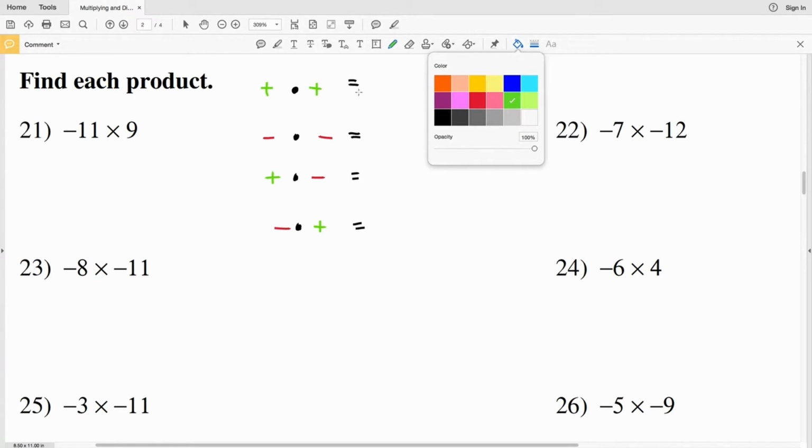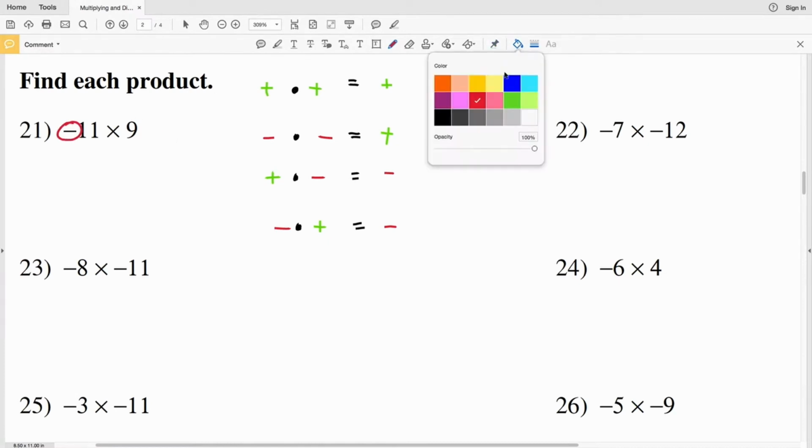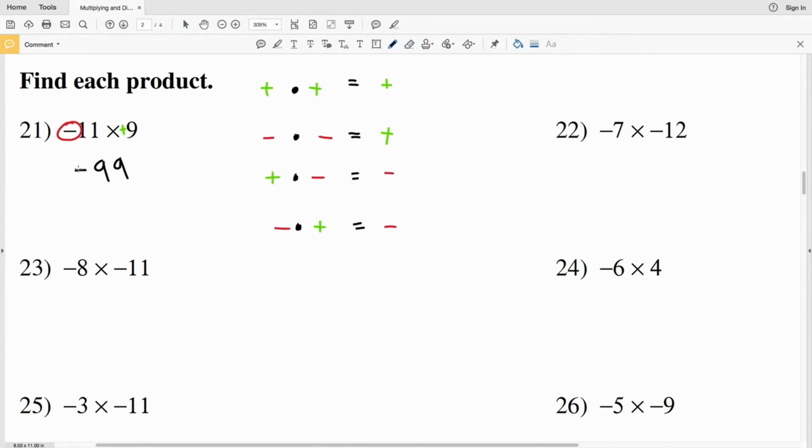A positive times a positive, our first option, will result in a positive. A negative times a negative will also result in a positive. A positive times a negative will result in a negative, and a negative times a positive will result in a negative. So for 21, we have a negative 11 times a positive 9. The signs are different, therefore we're going to have a negative answer. 11 times 9 is 99. So the answer to number 21 is going to be negative 99.